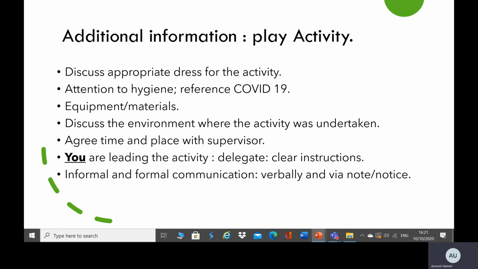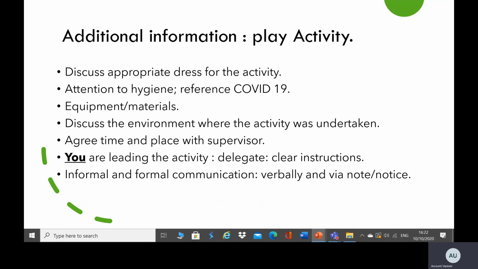If it was something indoors, where inside in the room did you do it? Did you do it in a quiet corner? Did you have to do it in the centre of the room because there was a large group? You write down what the environment looked like. And you will also say that you had asked your supervisor beforehand about a suitable time to undertake this activity and a suitable place to do it, and that there was an agreement on that.